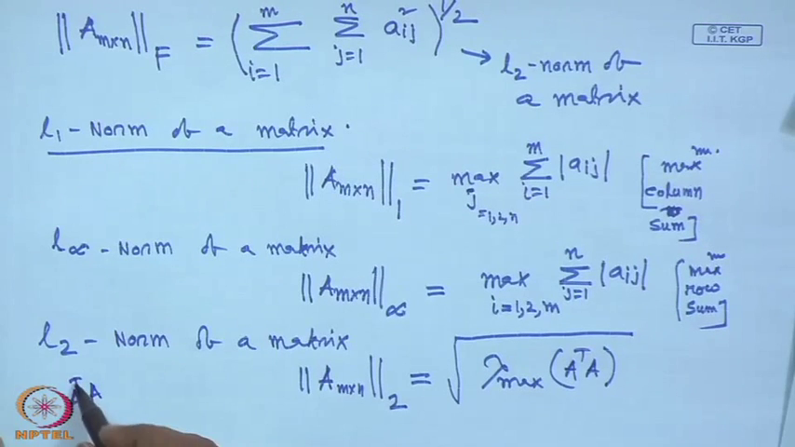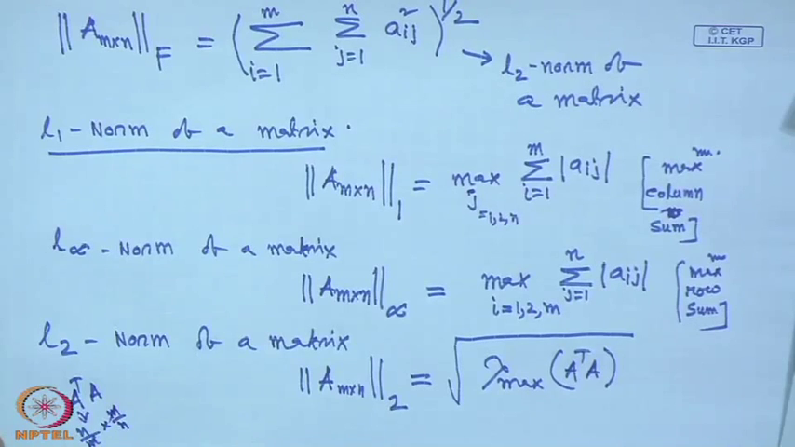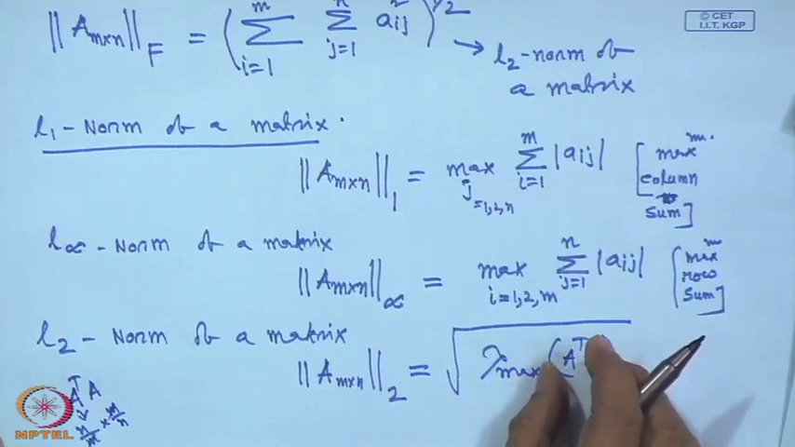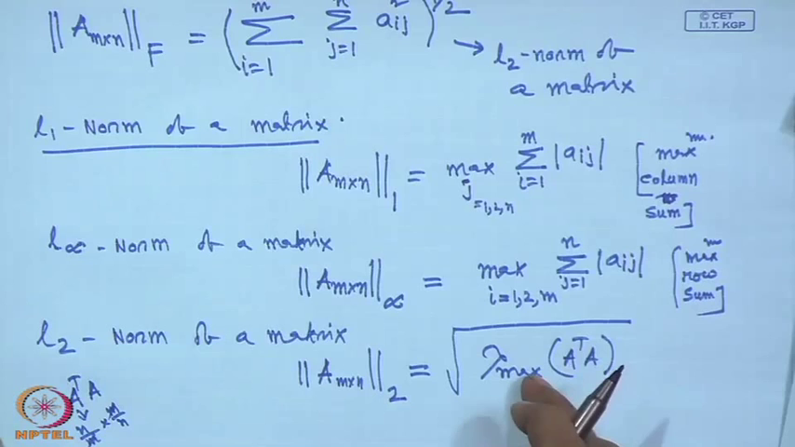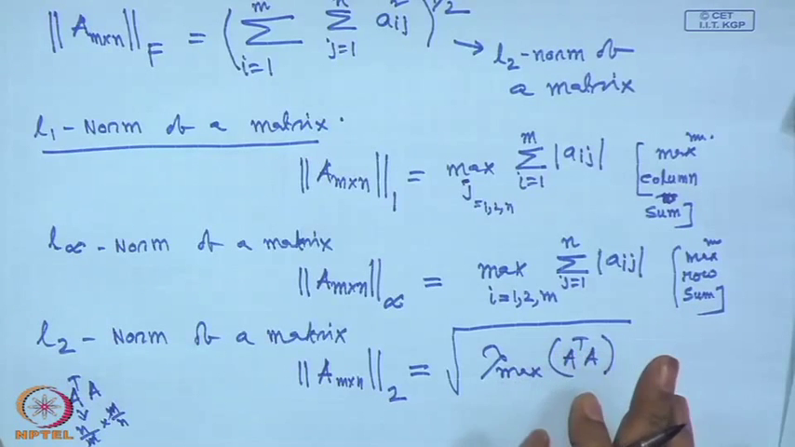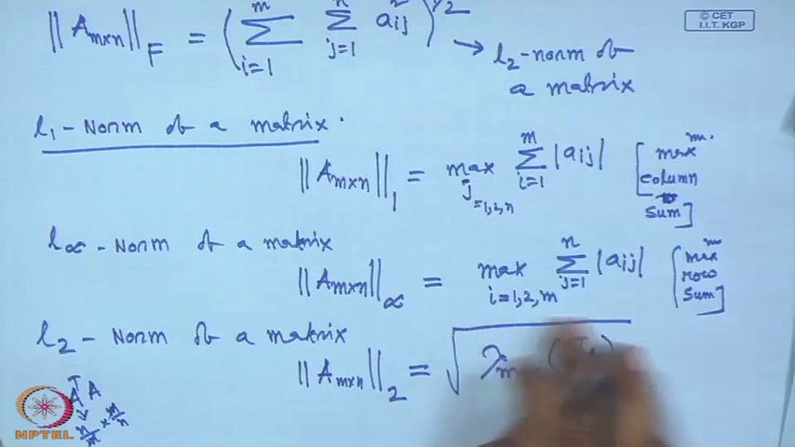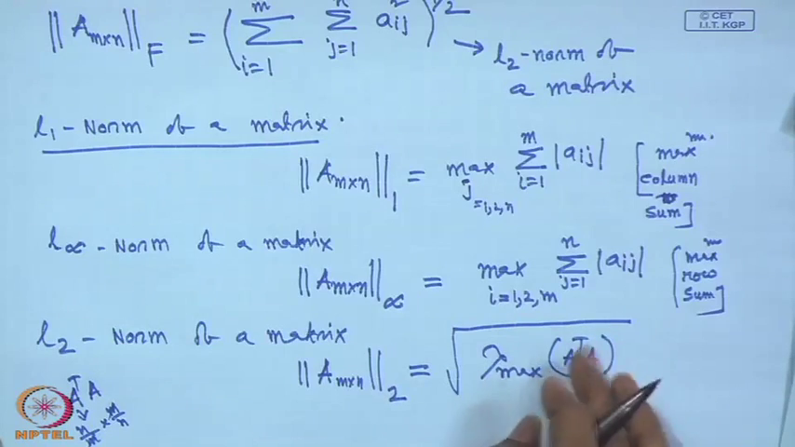If you take A transpose, its dimension will be n cross m, and A is m cross n, so the product will be a square matrix of size n by n. You find the absolute maximum value of this matrix and take the square root of it. This is a symmetric matrix, so all eigenvalues are non-negative.